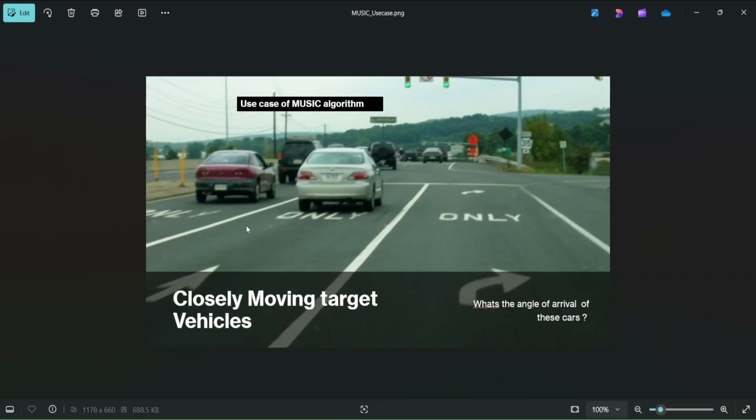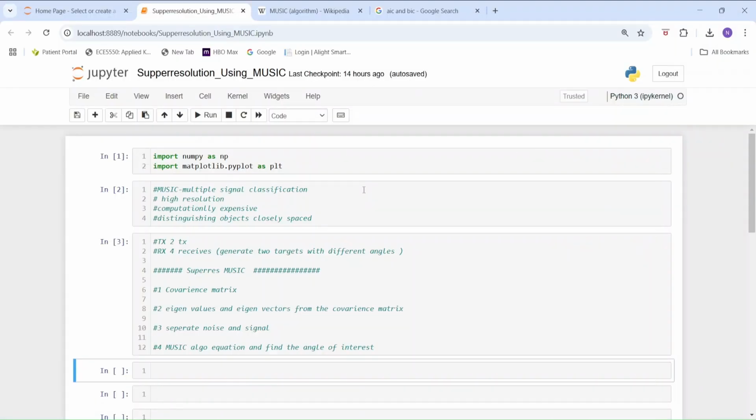Let's say we have two closely spaced cars, okay? And we have a target vehicle that is trying to measure the angle of arrival of these two cars. Since they're closely spaced, the conventional beamforming or the fast Fourier transform technique might not be able to find the angle of arrival. That's why we need one of the super resolution techniques, and I'm using MUSIC here, okay? And we're going to have two targets.